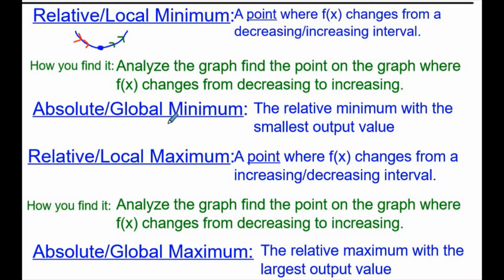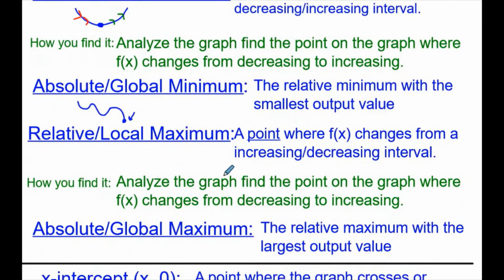All right, the absolute or global minimum would be the smallest of these that you see. So let's say you had several of them, right? Let's say you had a graph like this. Then this would be the global minimum. But keep in mind that if the graph actually stops here, this is also a minimum, and that would be the global. The smallest output value on the graph is the global minimum value.